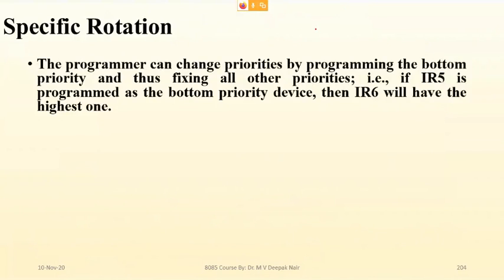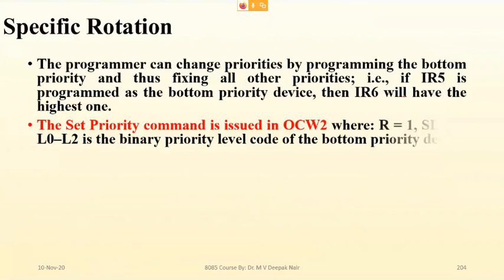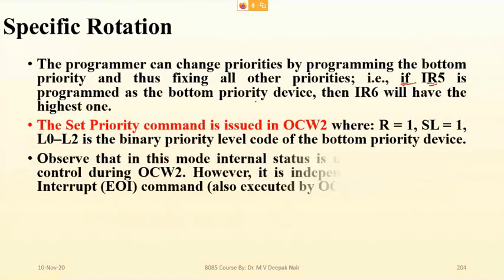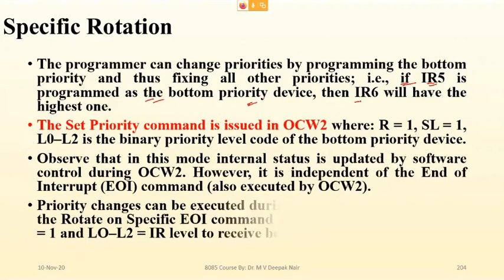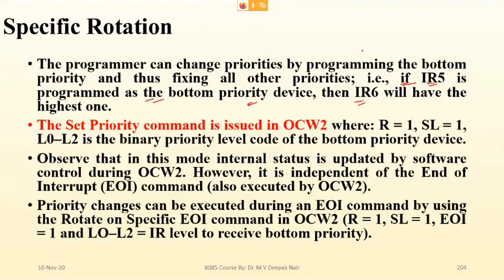Specific rotation, for example: if IR5 is programmed as the bottom of the priority device, IR6 will have the highest priority. It is clear. If IR5 is the lowest, then the next bit will always be the highest, so IR6 will be the highest. And remember, OCW2 was used to set the priority of these modes.